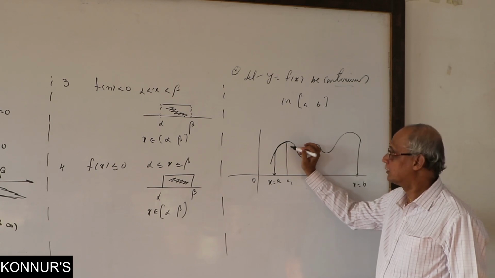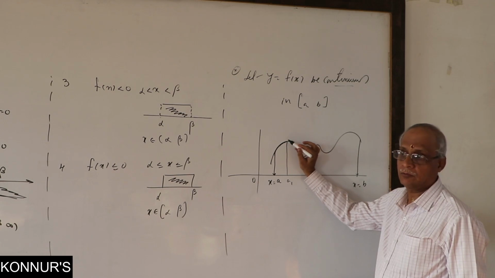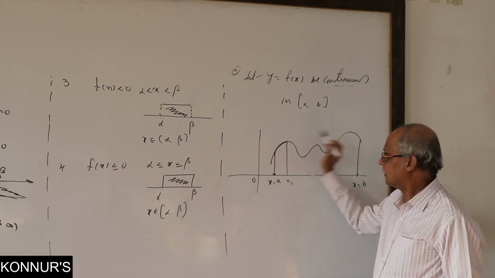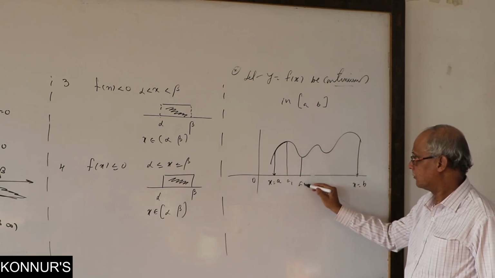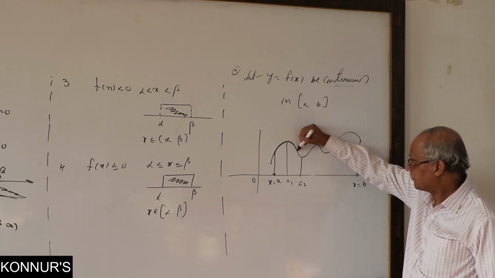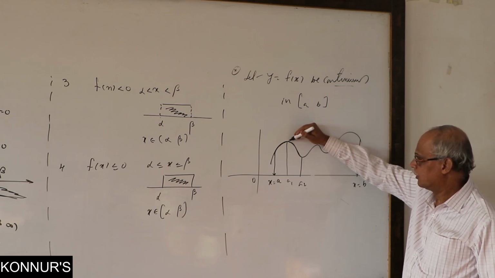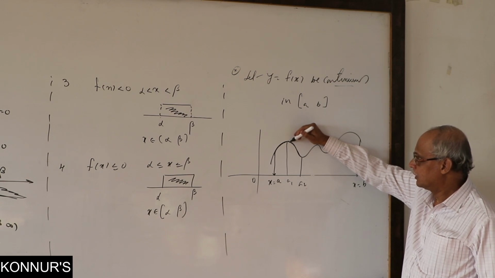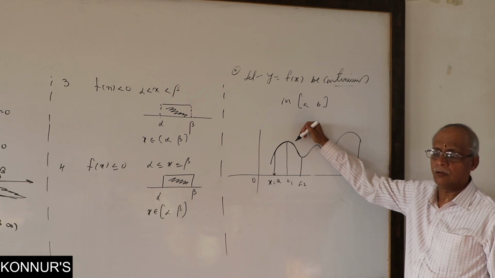Increasing. Up to A1 it is increasing, height maximum. Immediately after A1, what happened? A1 to A2, what is happening? That is coming down. Like this it is coming down. This is called decreasing. The simple meaning of increase and decrease: curve going up is increase, going down is decrease.